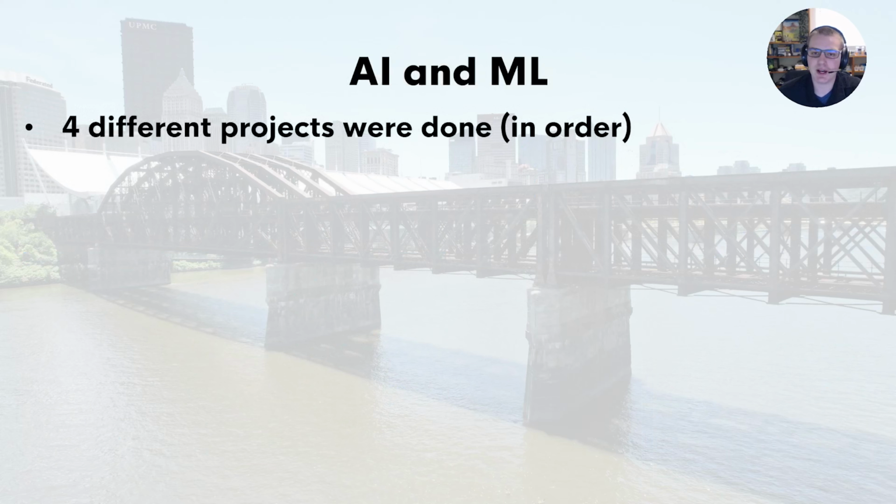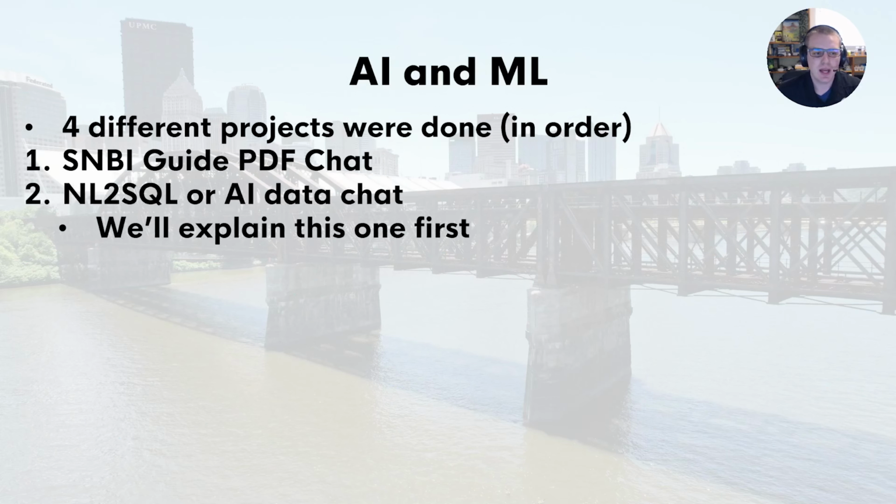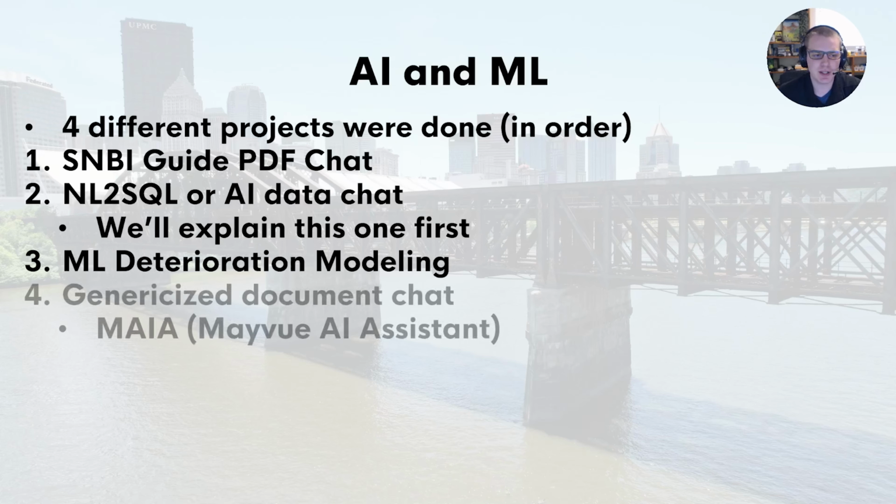So what are some of the AI machine learning aspects of the app? Four different projects were done in this order chronologically. So there was the SNBI Guide PDF chat, NL to SQL or AI data chat. And I'm going to explain this one first because it's one of the more complicated ones, but it helps set the tone and how everything else kind of works. There's the ML deterioration modeling and genericized document chat, or the Mayvue AI assistant, or the Maya document chat.